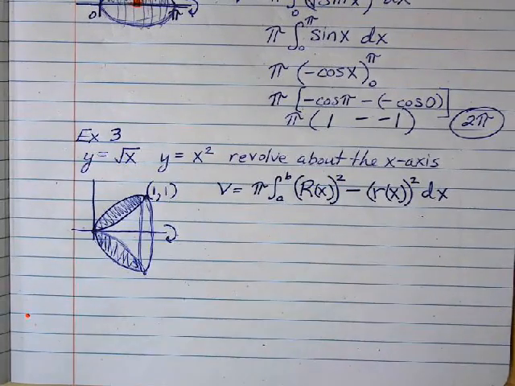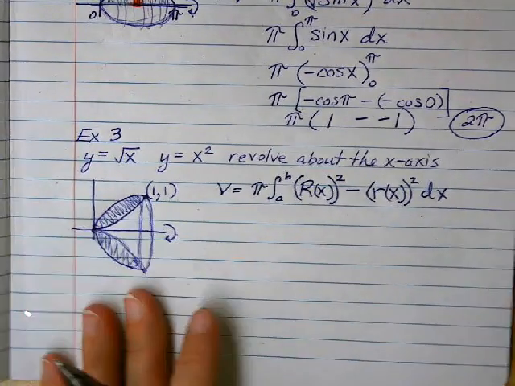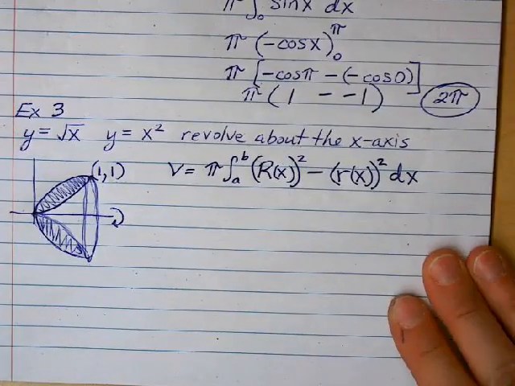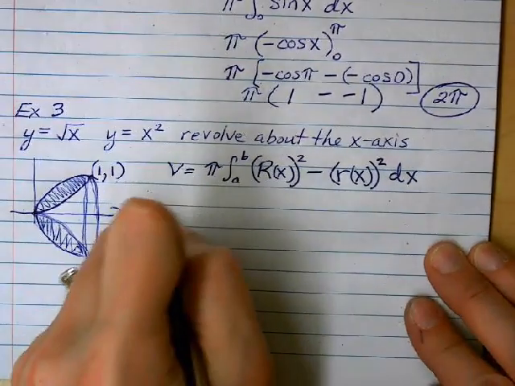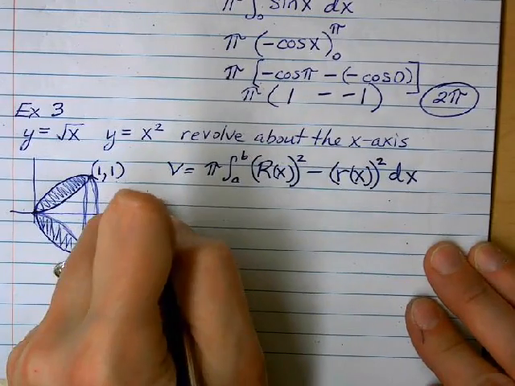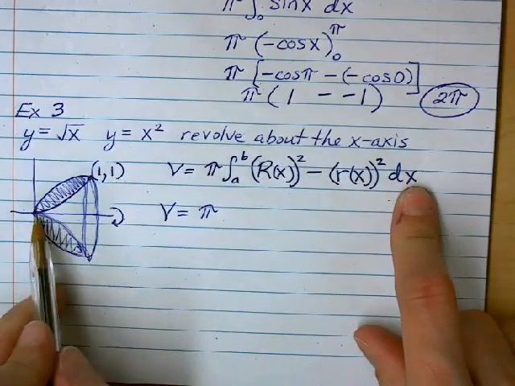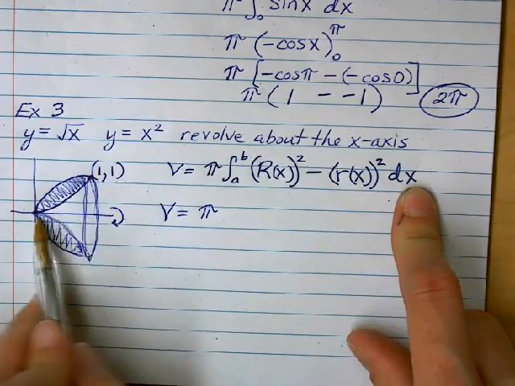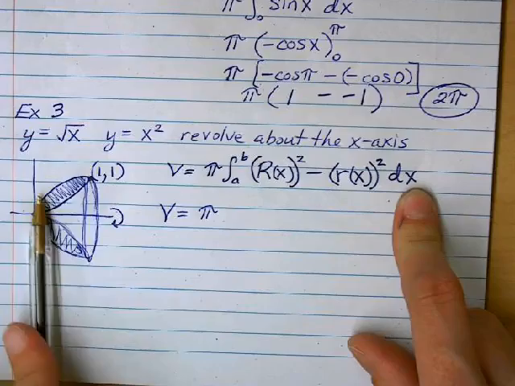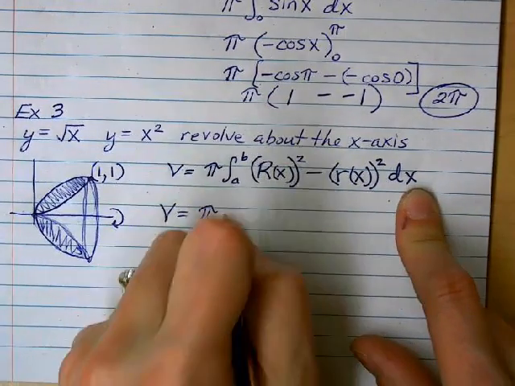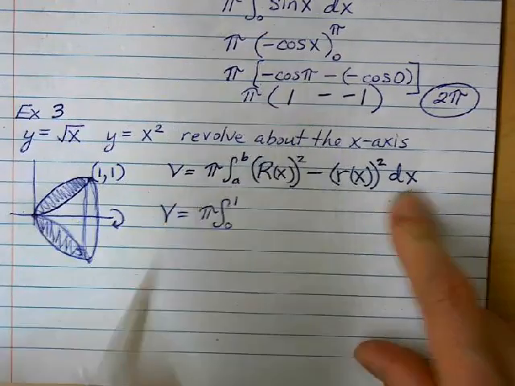Alright, so let's get this one set up. We have volume equals pi. Okay, we're integrating with respect to x, so we want to know the x-axis. We're going from where to where on the x-axis? We're going from 0 over to 1. So you integrate from 0 to 1. Okay, this big R.